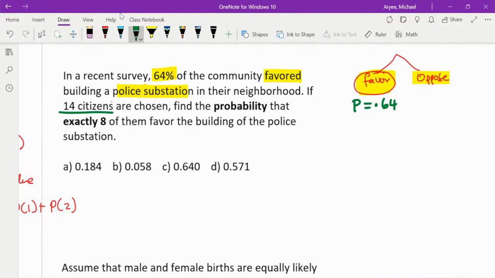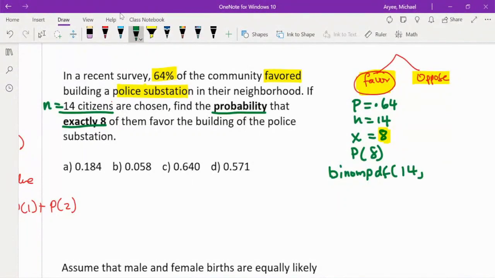Now, if 14 neighbors, so your N is 14. And it says find probability, right? That exactly 8. So your X is 8. So because this is just exact, they want us to find probability of 8. So how do we find this? We are not going to use the formula. We're going to use our TI. So in order to use the TI, in this case, because we're looking for one number, we're going to do binom PDF of N comes first 14, P comes second 0.64, X comes third 8, and this 8 is just a single 8.